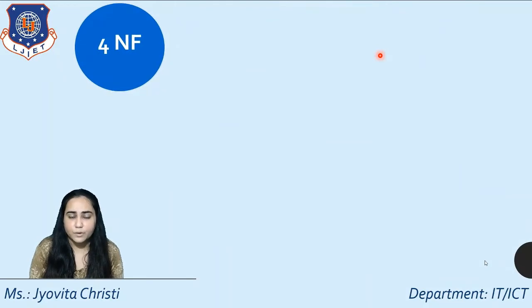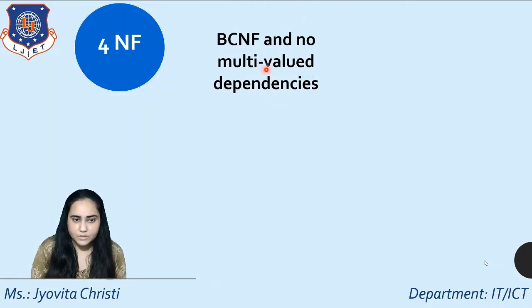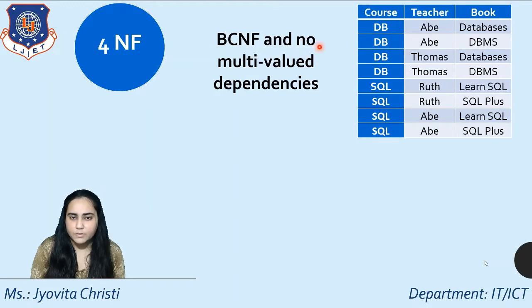4NF of course stands for the fourth normal form, and here the condition is that it should be in BCNF and there should be no multi-valued dependencies. Now we need to understand what a multi-valued dependency is. So let's take a look at this table.